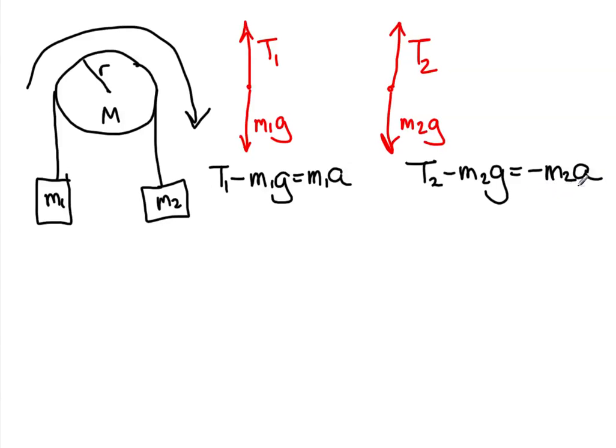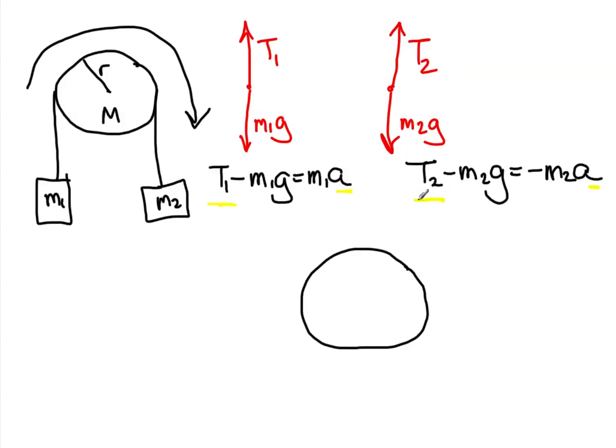We can't use this to calculate the acceleration because we have two equations and we have essentially three unknowns. There's T1 we don't know, T2 we don't know, and the acceleration we don't know. So we're going to need one more equation. And to get that equation, we're going to go to a torque equation. So the torque equation comes from the pulley.